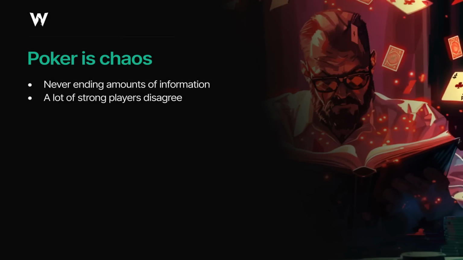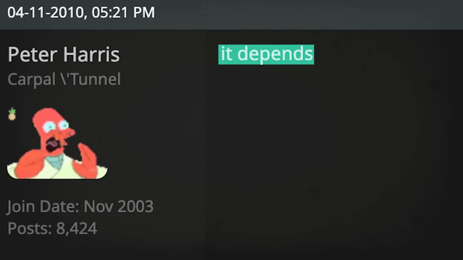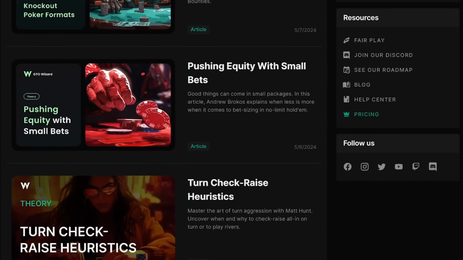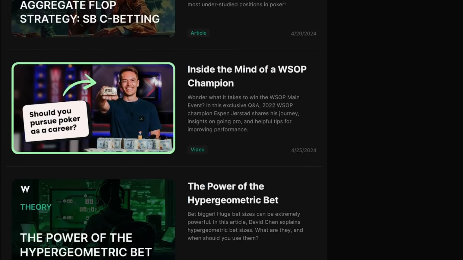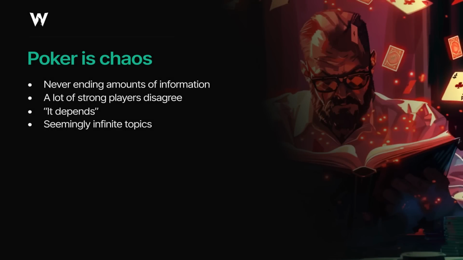If you have a friend who plays higher stakes than you and you send him a hand or you post a hand on a forum, you get a lot of answers like, it depends, I don't know, we need more information. There's also seemingly infinite topics. 4 flush, 4-bet pots, blockers on the river, the sizing, geometric, super geometric. There's just so many things to learn out there.